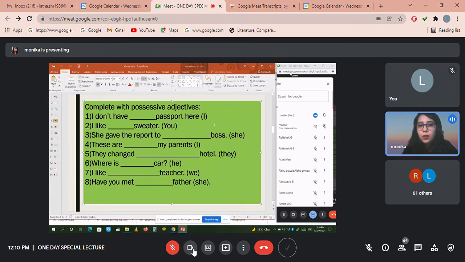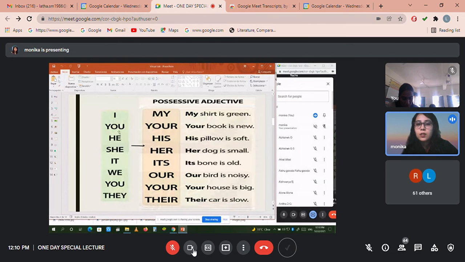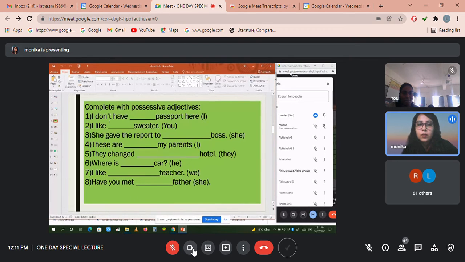I don't have passport here. In this sentence, we are talking about the passport. To whom does this passport belong? I have written in the brackets the subject, the personal pronoun. So this passport belongs to I, which means it belongs to me. How will I say it using a possessive adjective? First of all, we go back to the slide and see what possessive adjective is used with I. The possessive adjective used with I is my. So with I we have to use my. Here it becomes, I don't have my passport here.